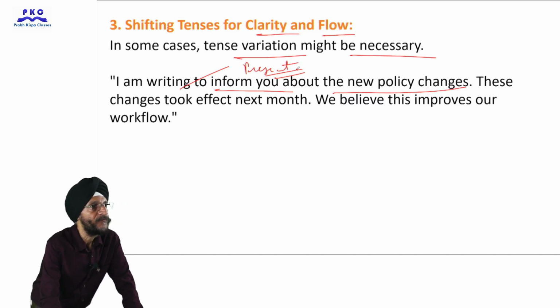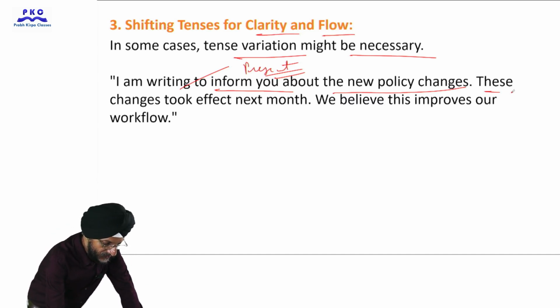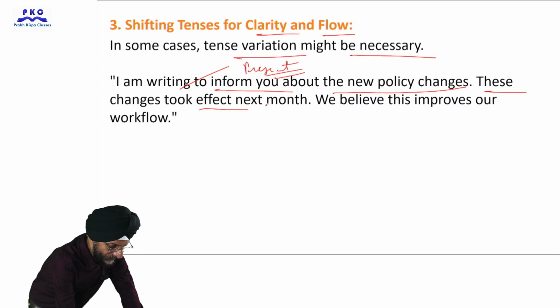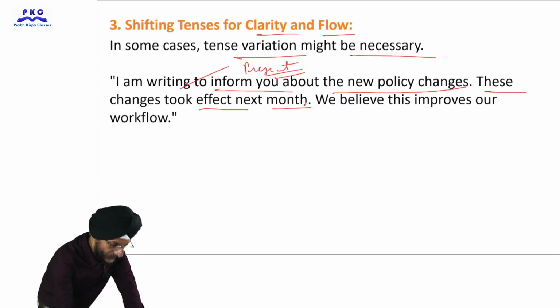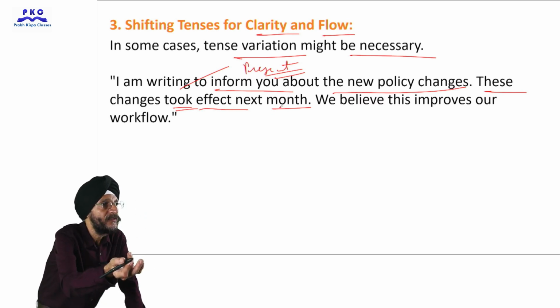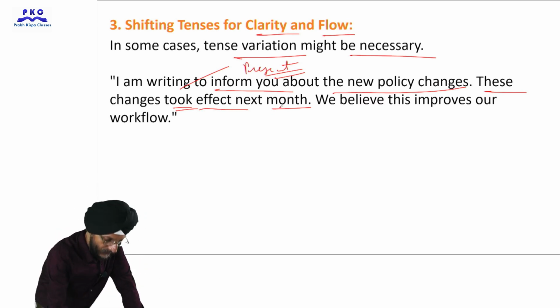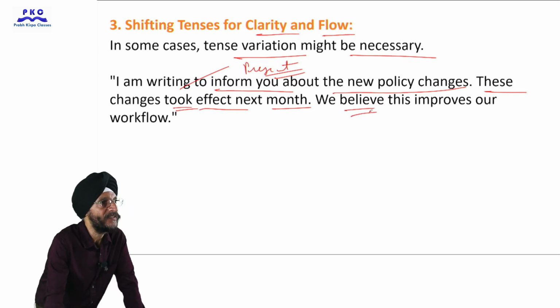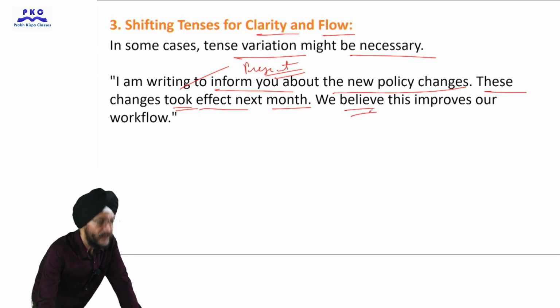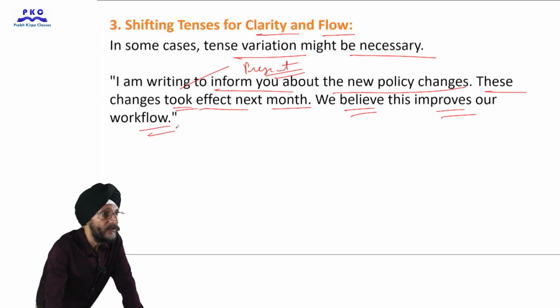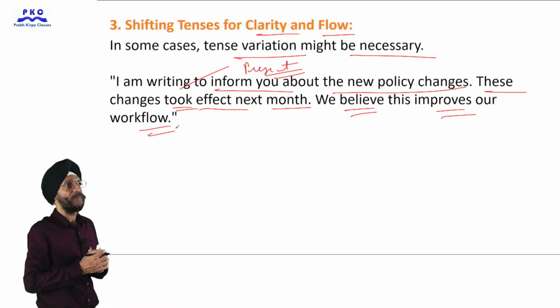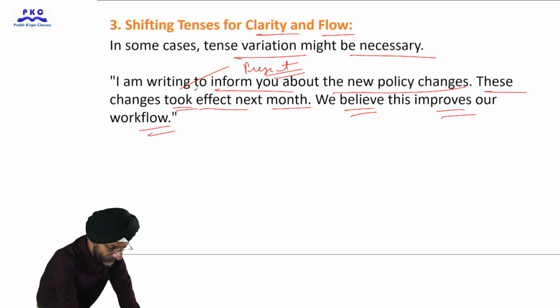Present continuous. These changes took effect next month. Here took means past, next month means future. We believe it is present. This improves workflow. So what do we want to convey? Here we want to convey that I am writing to inform you about the new policy changes.